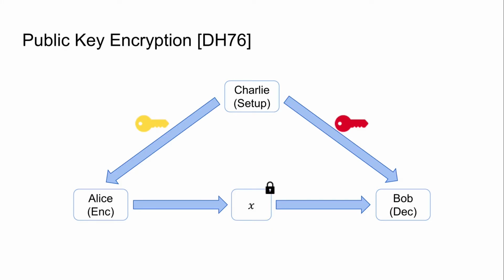The first primitive that could be useful in this setting is public key encryption. In public key encryption we have a setup generator Charlie that outputs a public key to Alice and a secret key to Bob. Alice can then use the public key to encrypt the message X and send it to Bob. Bob can then use the secret key to decrypt the ciphertext and to recover the complete message X. The problem with this notion with respect to our use case is that it does not allow for any fine-grained access control over the encrypted data. Bob can either decrypt the whole ciphertext or nothing.